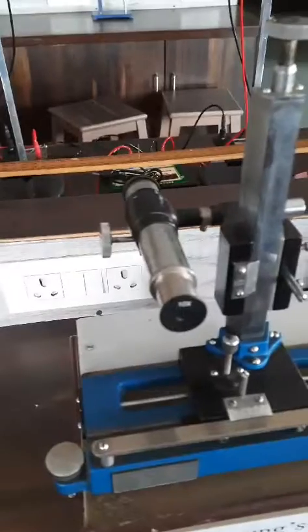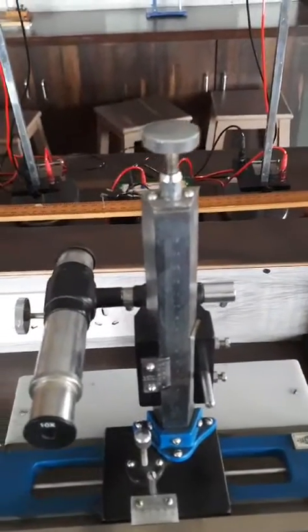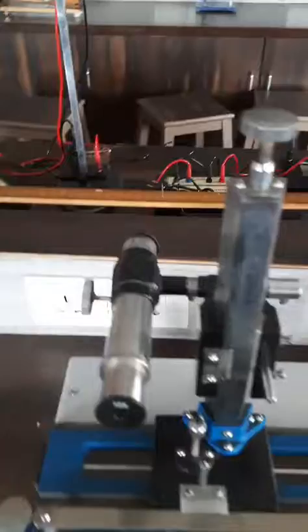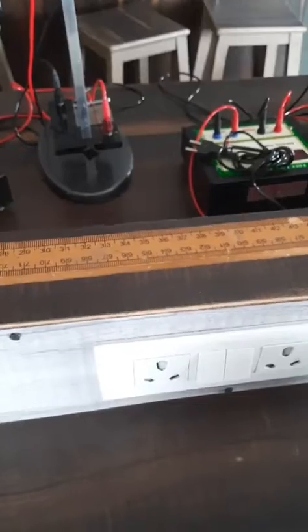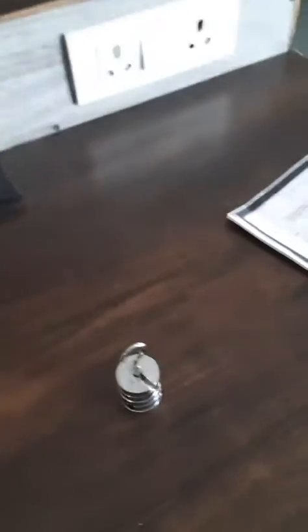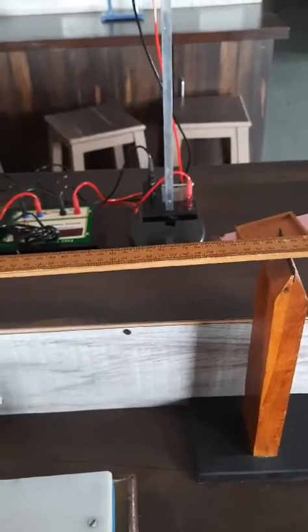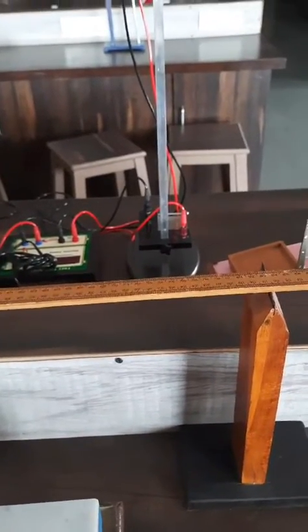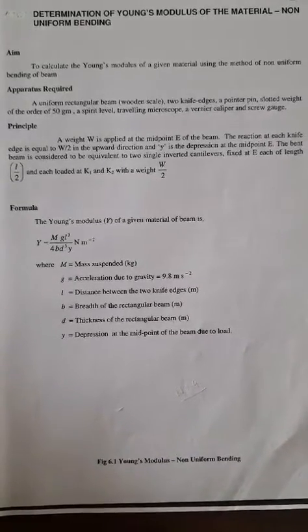So here is our experimental setup, again the same setup. We need to perform similarly as in uniform bending. We have calculated the B and D of the beam, the same beam we are using here, and this is again our traveling microscope. These are the loads, and we will determine the bending of the beam when the load is applied in the middle of the beam.